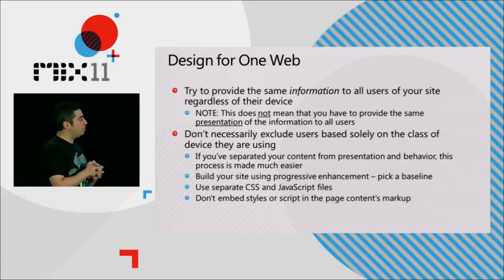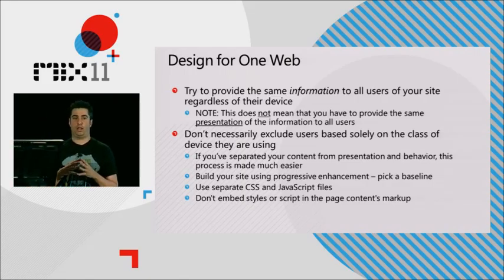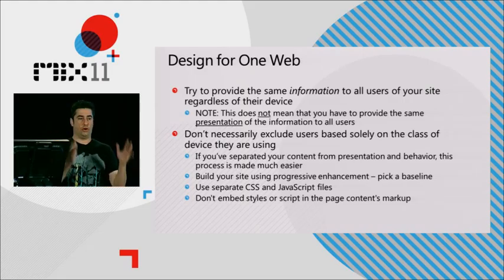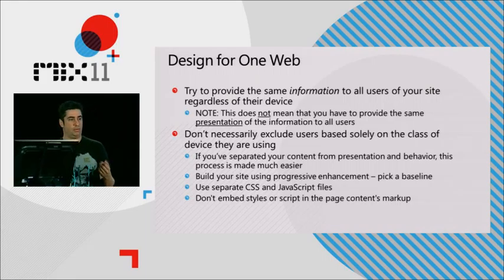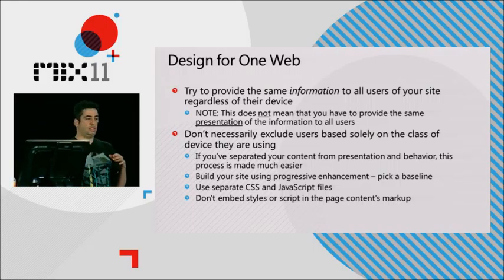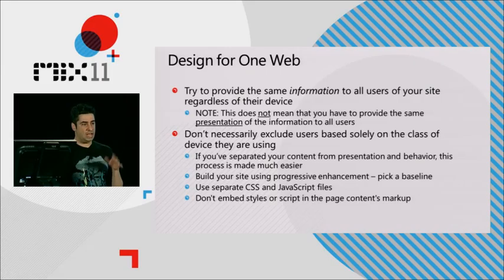So one of the principles I tell people to follow is design for one web, right? There is no such thing as the desktop web or the mobile web. There's just the web, and then there's ways we consume it, right? We consume it on the desktop, we consume it on the phone, we consume it on TVs, right? Whatever else in the future. So essentially, the guiding principle behind this is that people should be able to get to the same information, right, regardless of what device they're using, within reason.